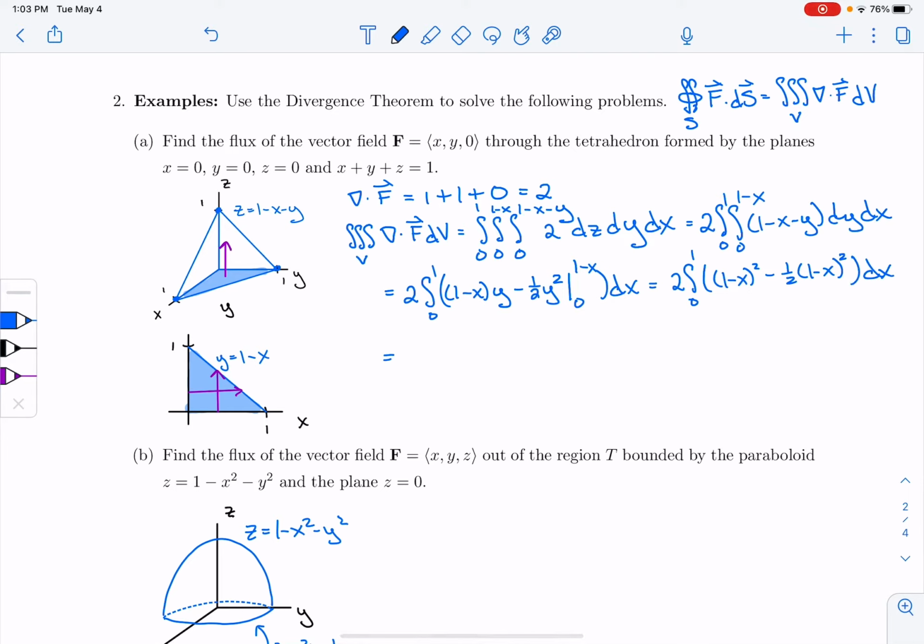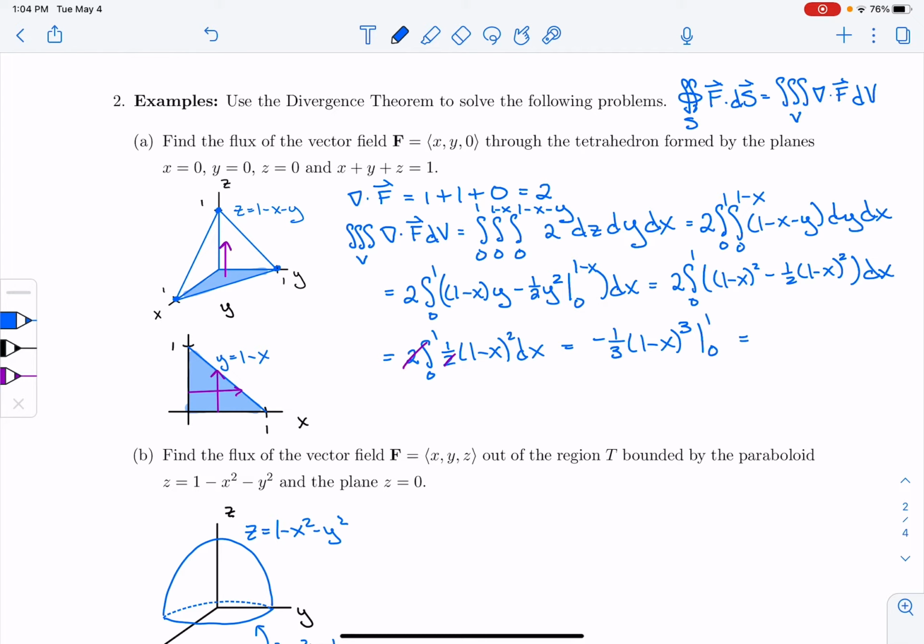Now this simplifies nicely because (1 minus x) squared minus 1/2 times (1 minus x) squared is just 1/2 times (1 minus x) squared. So I'm going to get 2 times the integral from 0 to 1 of 1/2 times (1 minus x) squared dx. Those 2's are going to cancel. And so when I do this final integral, I'm going to get a minus 1/3 times (1 minus x) cubed evaluated between 0 and 1.